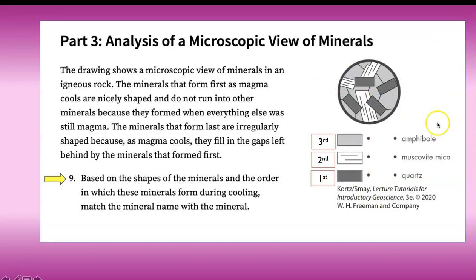Now, given the choices over here and what we know about the minerals in Bowen's reaction series, that first mineral must be amphibole because it's a higher temperature mineral. The second one must be muscovite mica, and the third one is quartz. Quartz is always the last one to fill everything in as a magma cools. I hope this has been helpful to understand Bowen's reaction series.